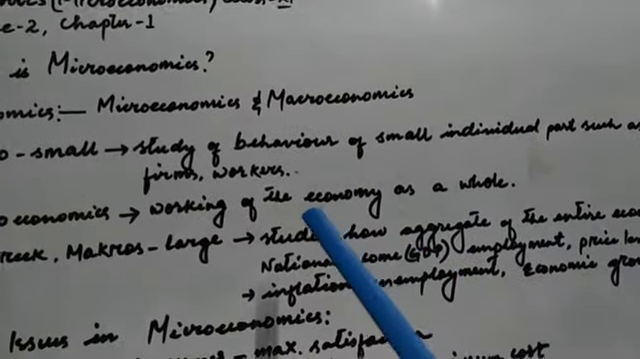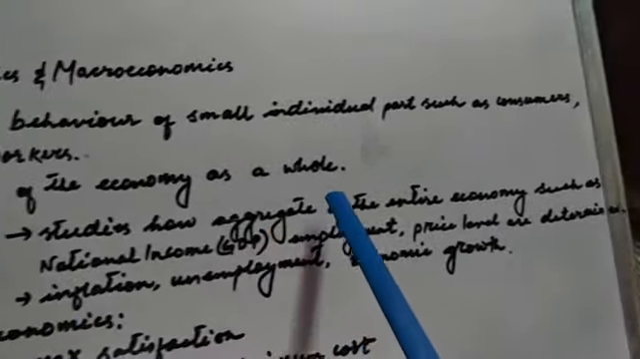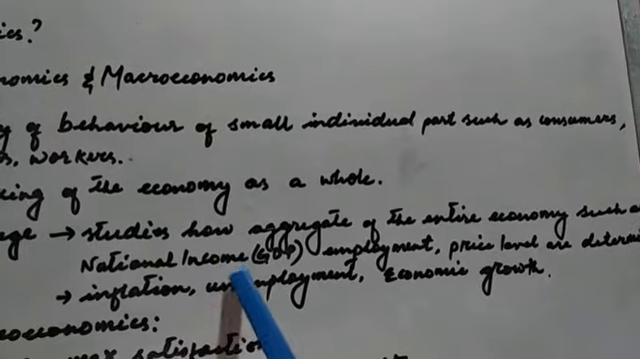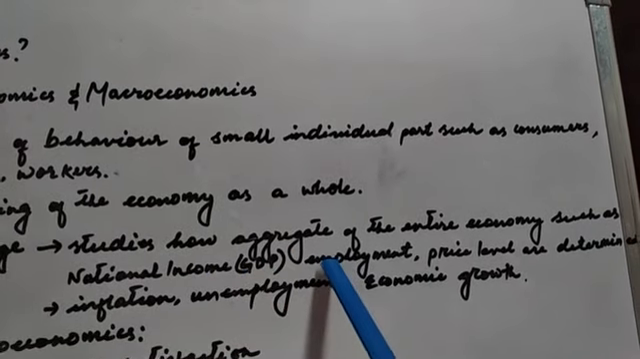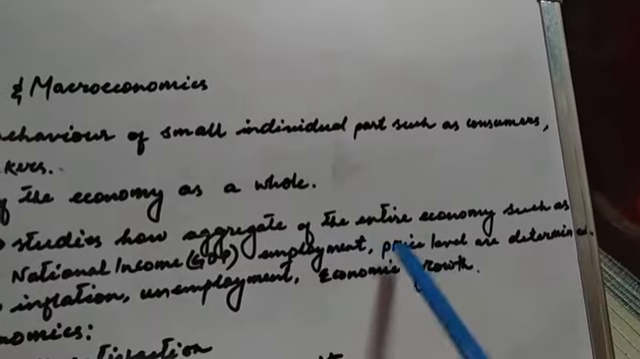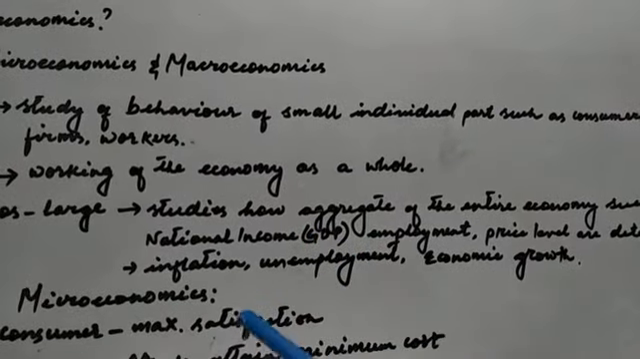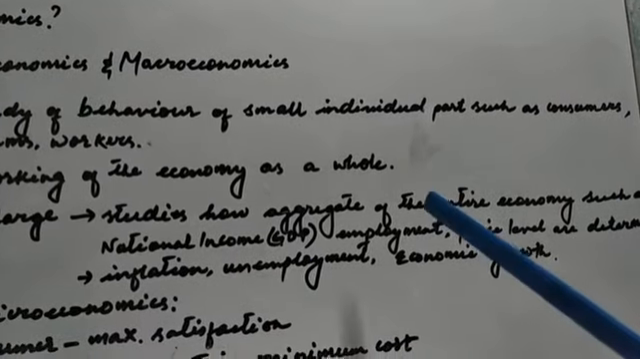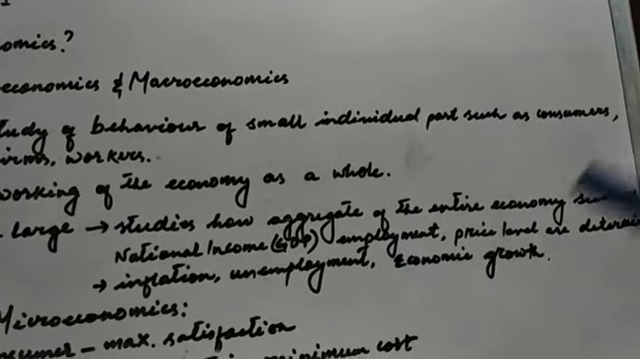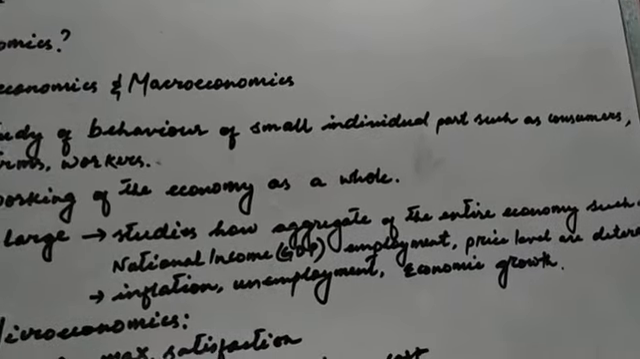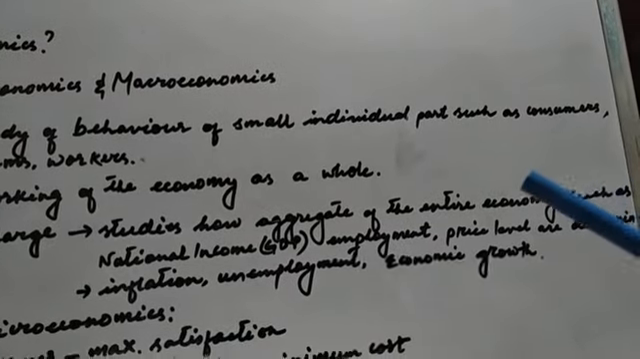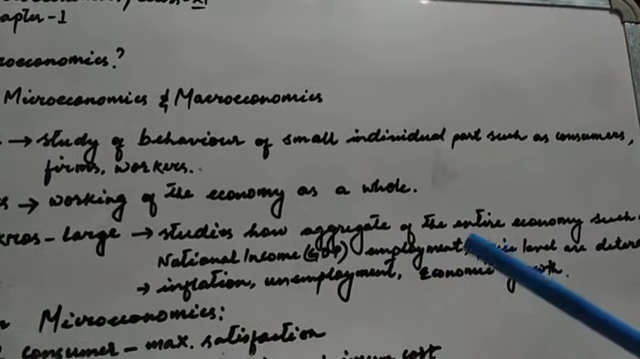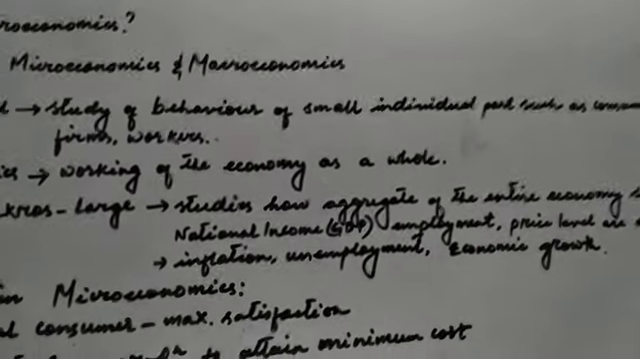So macroeconomics studies the aggregates of the entire community or entire economy, such as national income, that is GDP, level of employment, and what will determine the price level. It will analyze the problem of inflation, level of unemployment, and the factors that determine economic growth. These are counted in aggregate for the entire economy, not as separate entities. So macro means it studies the economy as a whole, or in aggregate, not separately.